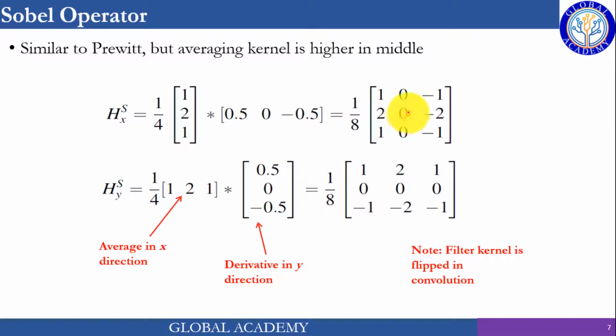So this is a very well-known operator. It's used widely in advanced operators like edge detection. This operator is used in the gradient, and then the gradient is used in the Canny edge detector, and the Canny edge detector is the most widely used edge detecting algorithm. So this Sobel operator is one of the well-known and most used kernels.